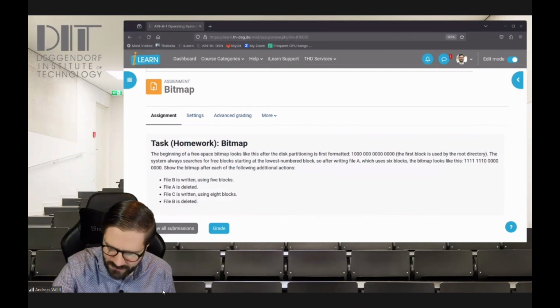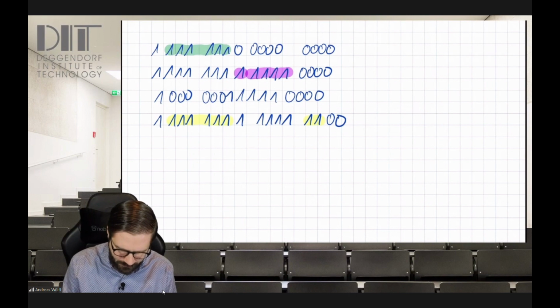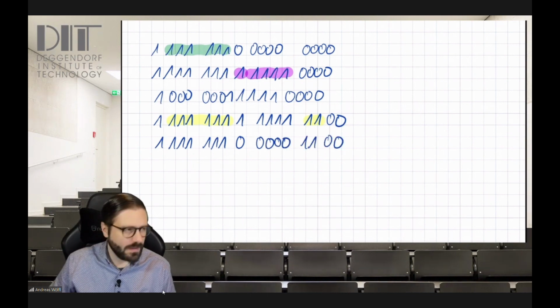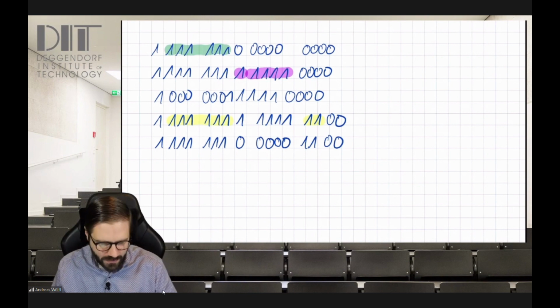Yes, file B, we delete file B again. So file B meaning that we have 6 bytes there, then we delete the 5 bytes of B, and the end result is like this. Okay. Any questions on bitmaps?